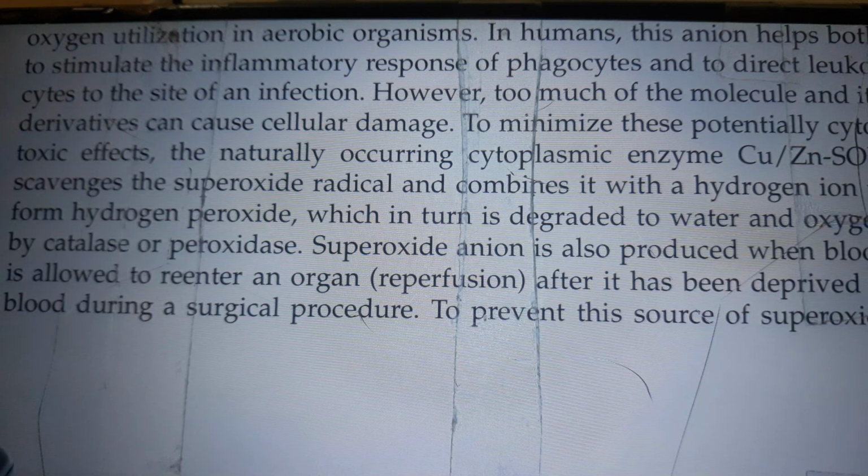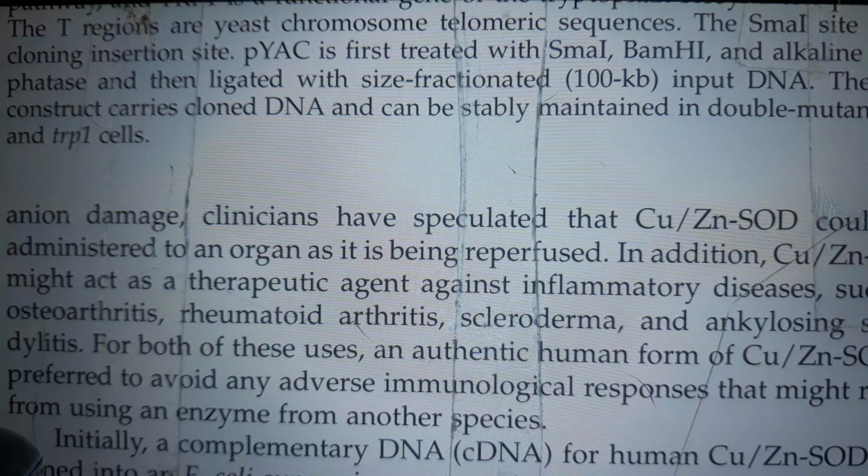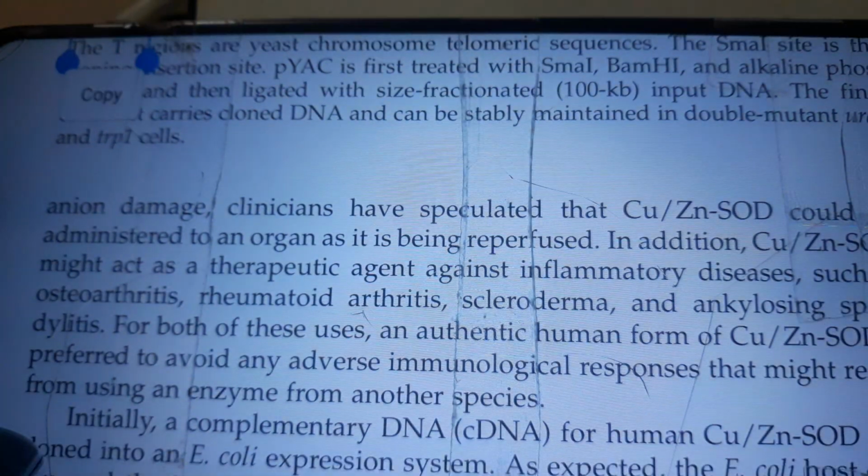Superoxide anion is also produced when blood is allowed to re-enter an organ, reperfusion, after it has been deprived of blood during a surgical procedure. To prevent superoxide anion damage, clinicians have speculated that copper zinc SOD could be administered to an organ as it is being reperfused. In addition, copper zinc SOD might act as a therapeutic agent against inflammatory diseases such as osteoarthritis, rheumatoid arthritis, scleroderma, and ankylosing spondylitis.